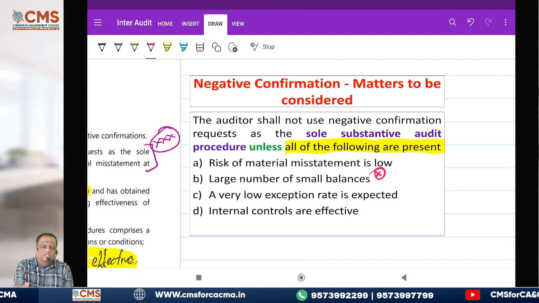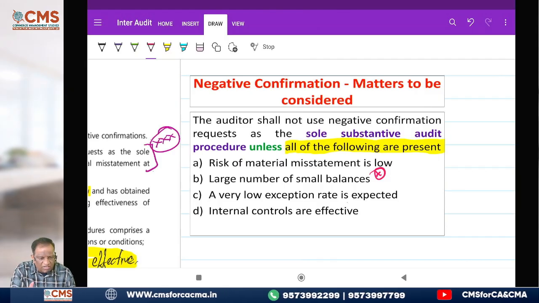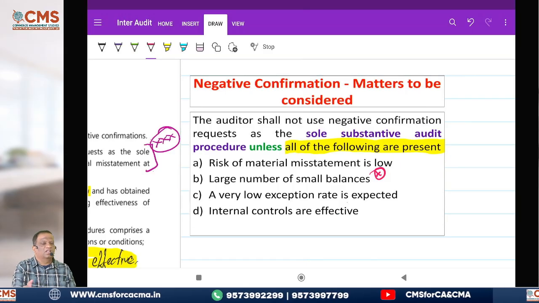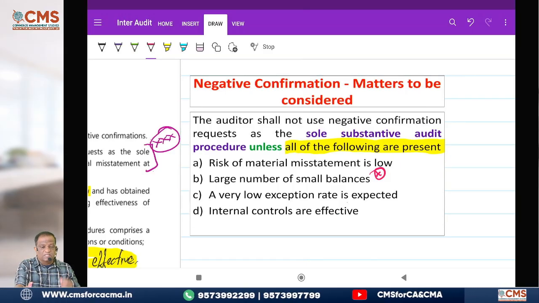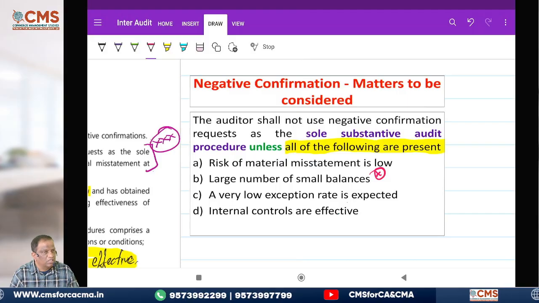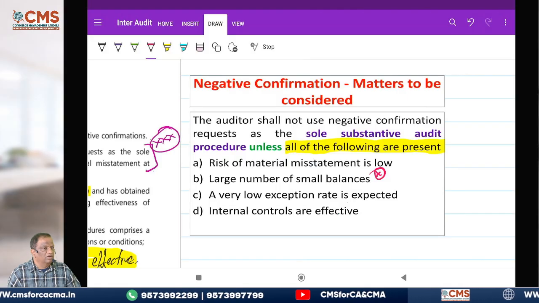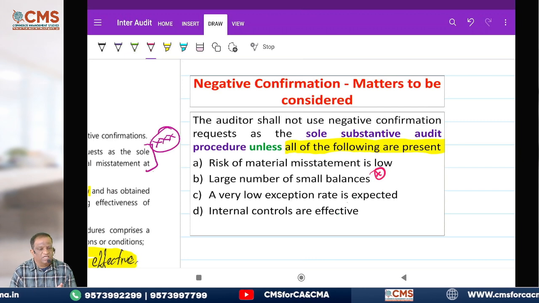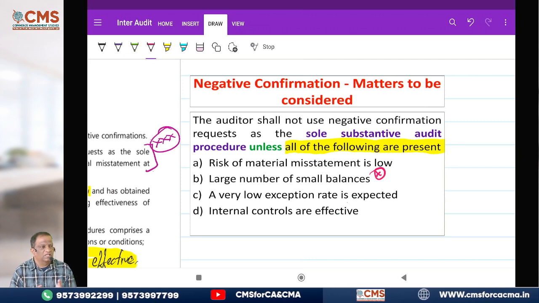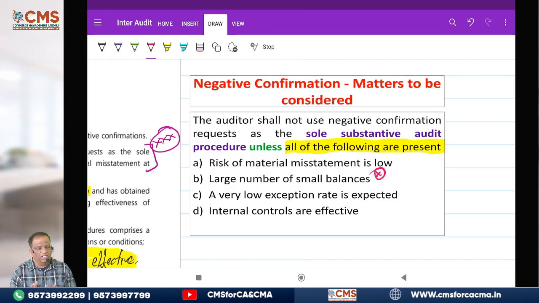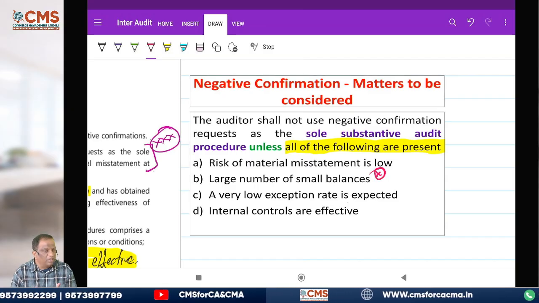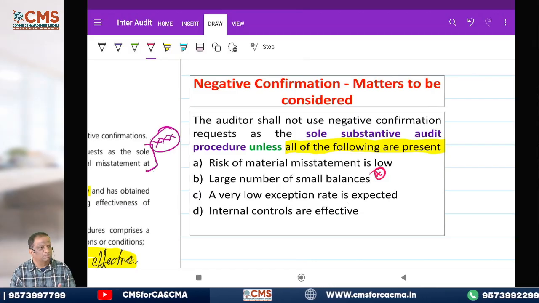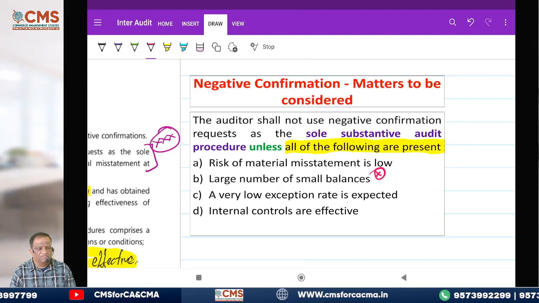Now, what are we discussing here? Auditor shall not use negative confirmation request as the sole substantive procedure unless all of the following conditions are present. That is, unless all these conditions are present, the auditor shall not use negative confirmation. Now, what are these points? First one, risk of material misstatement is very low. Since it is a negligible item, you don't expect anything to go wrong. It is all right. Then second one, large number of small balances. Each balance is small, but there are a large number of accounts, C-class parties. Then it is all right. Send negative confirmation and manage.